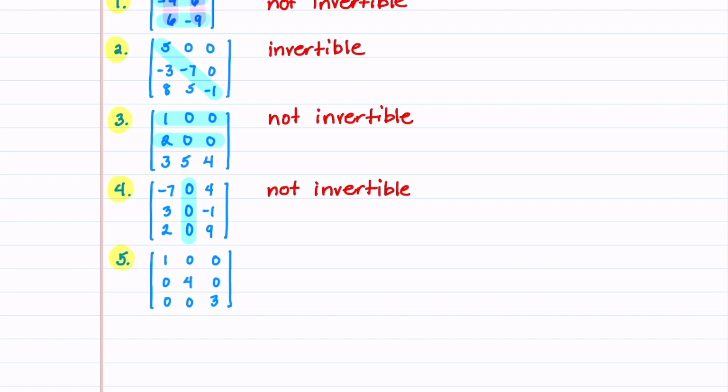Let's now look at the last example. This example is an example of a diagonal matrix, and the diagonal entries are non-zero, so that means that our matrix is invertible, and you can also see that every column has a pivot.